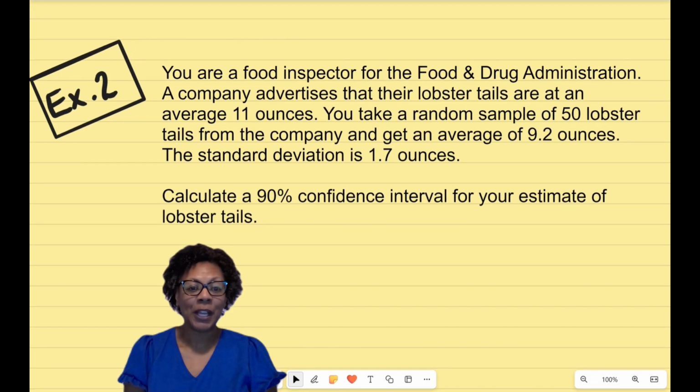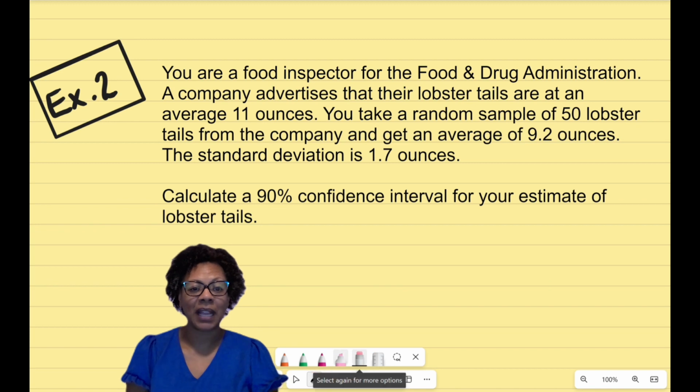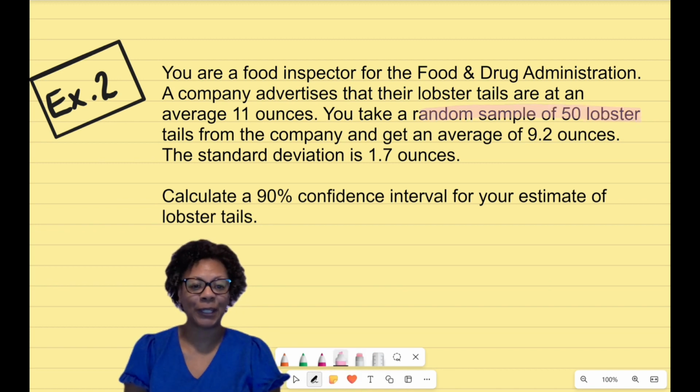Example 2, you are a food inspector for the Food and Drug Administration. A company advertises that the lobster tails are in an average 11 ounces. You take a random sample of 50 lobster tails from the company and you get an average of 9.2 ounces. The standard deviation is 1.7 ounces. So I'm just highlighting the information that I'm going to need to enter into the calculator. And then I'm going to calculate a 90% confidence interval.